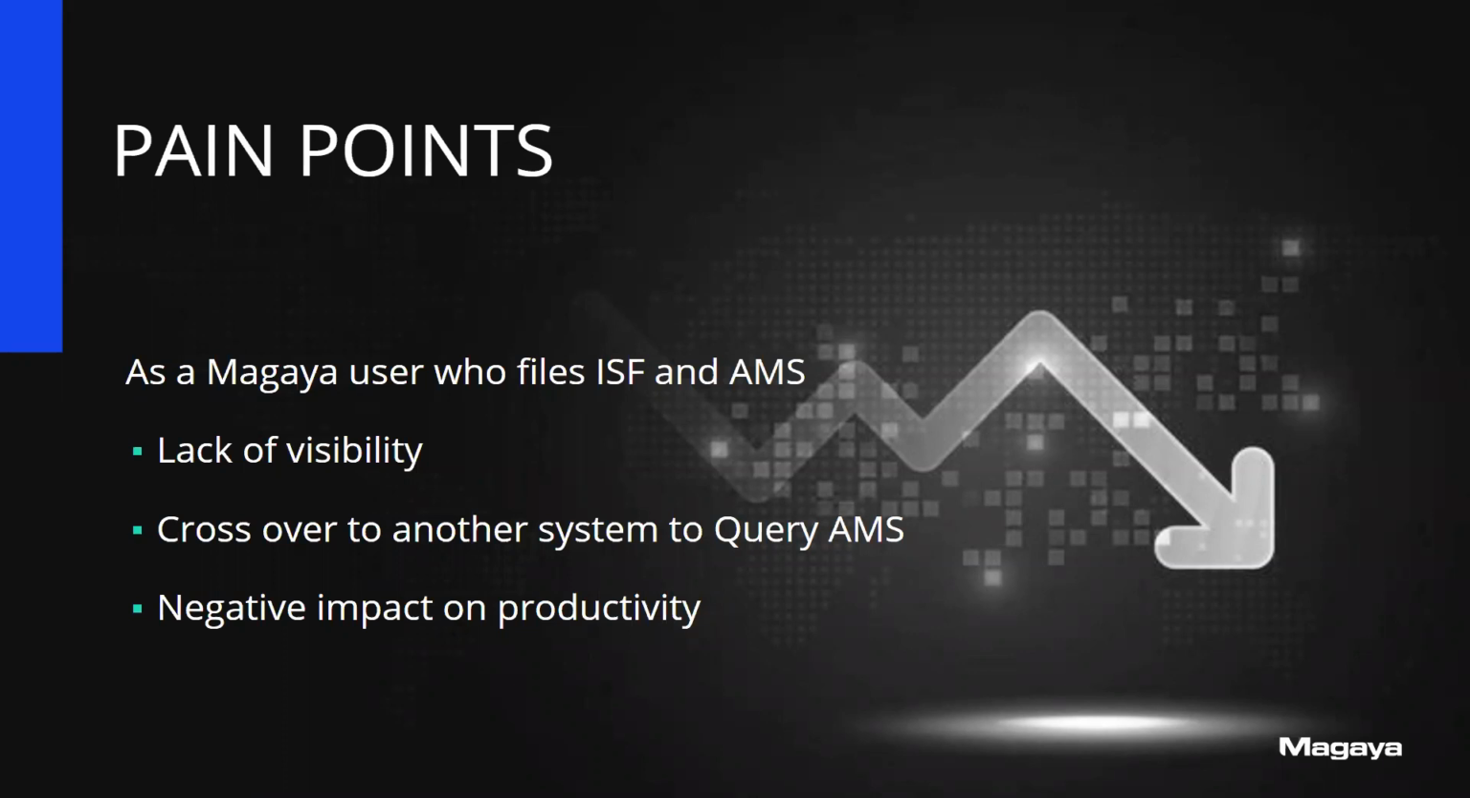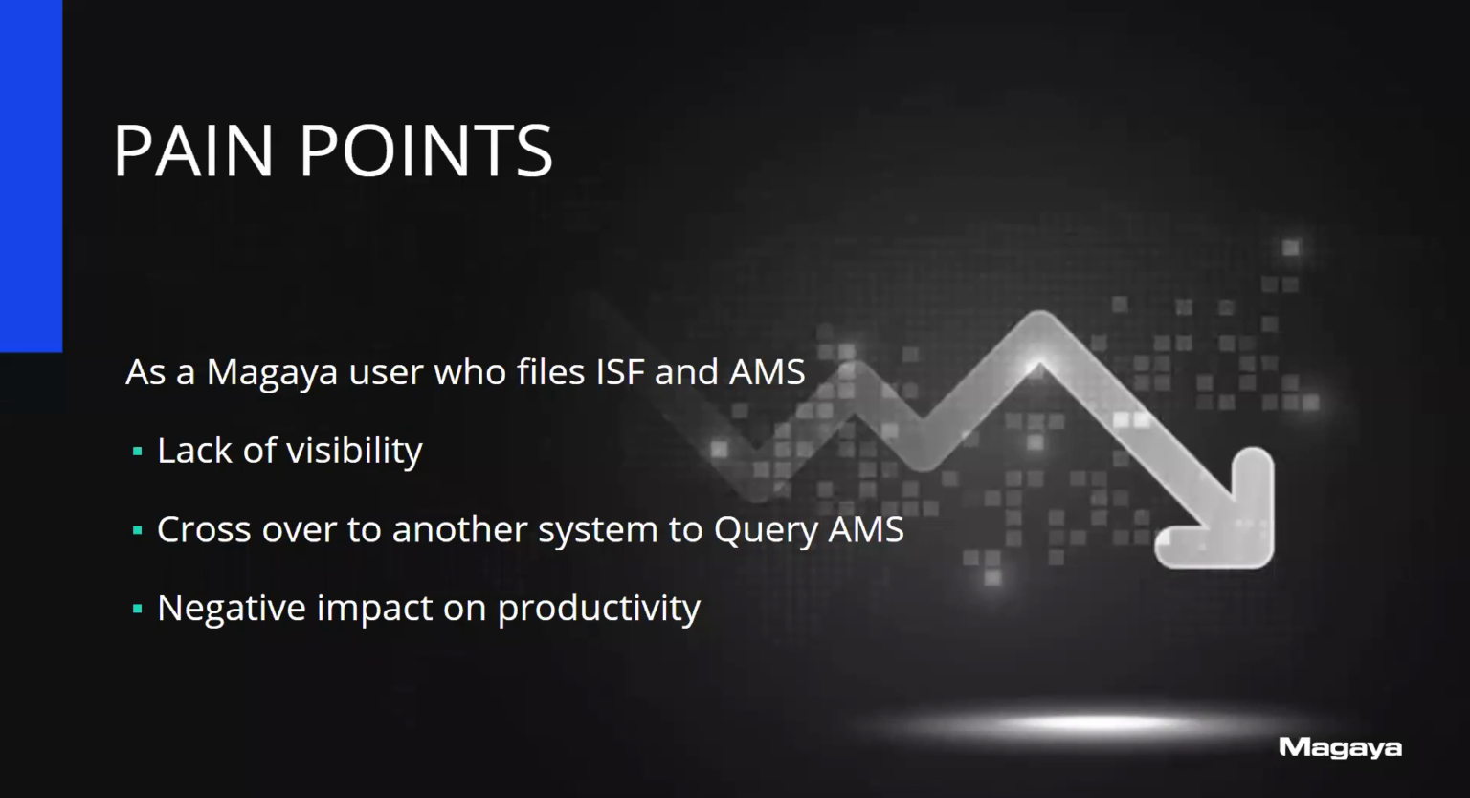Having different systems to go through, cross over one another, right? So it brings me to the point that that's a negative impact on productivity. If you're running 2 or 3 systems at the same time, you're obviously losing precious time there, which at the end is money.